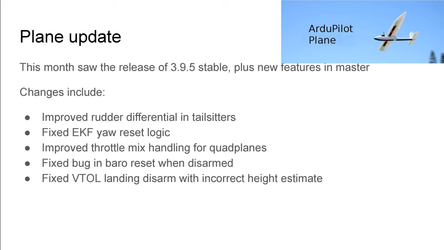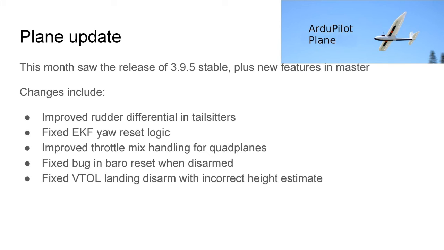And we had a new stable release of plane in the last month, 3.9.5, and just about to get a 3.9.6 in the next couple of days. So 3.9.5, there was an improvement to rudder differential, a differential thrust on left and right motors in tail-sitters when they're in forward flight.